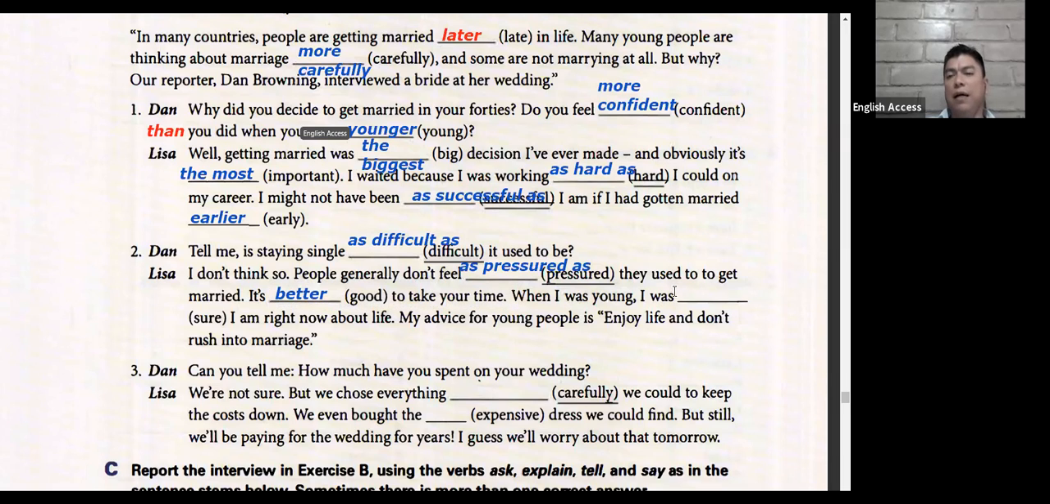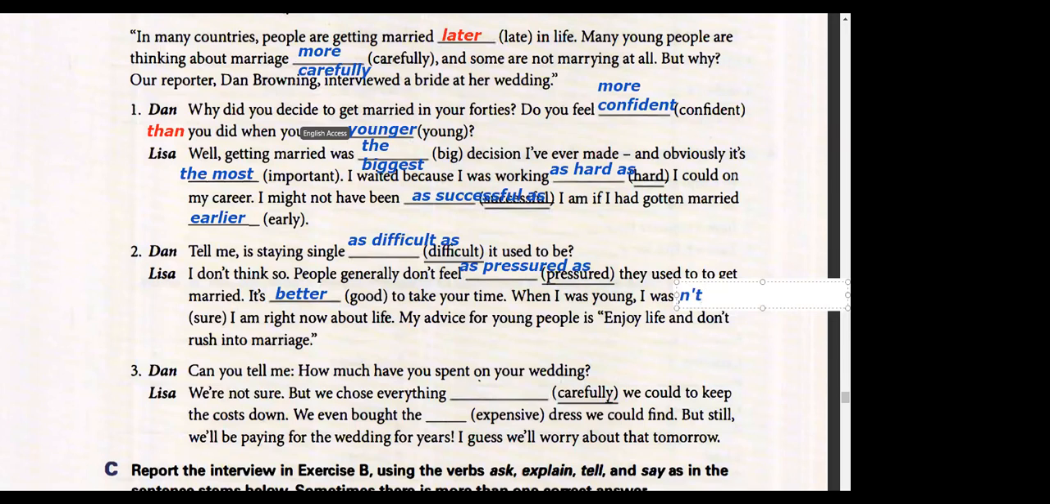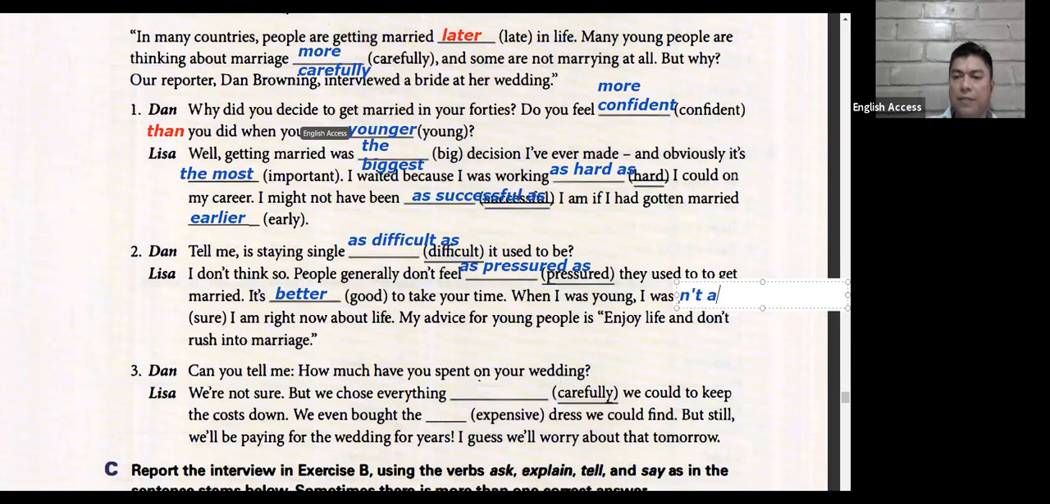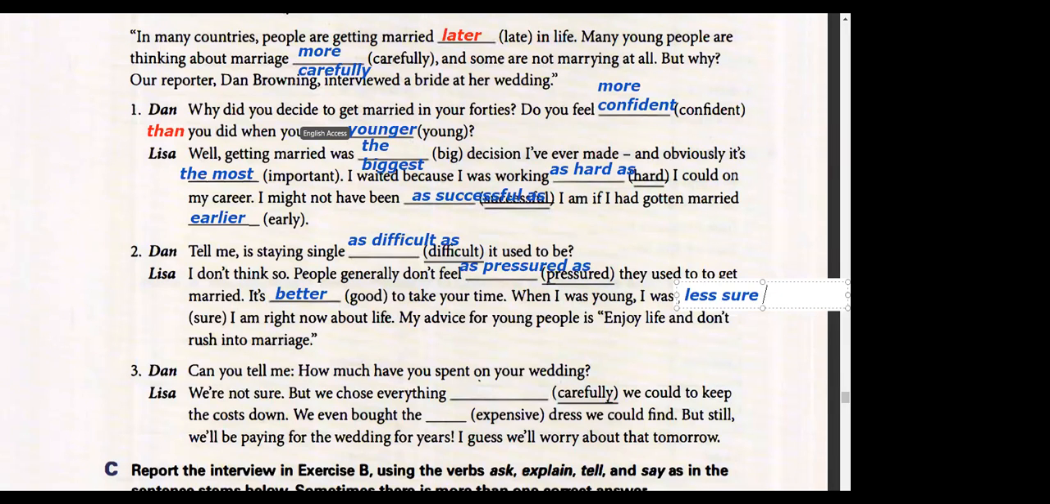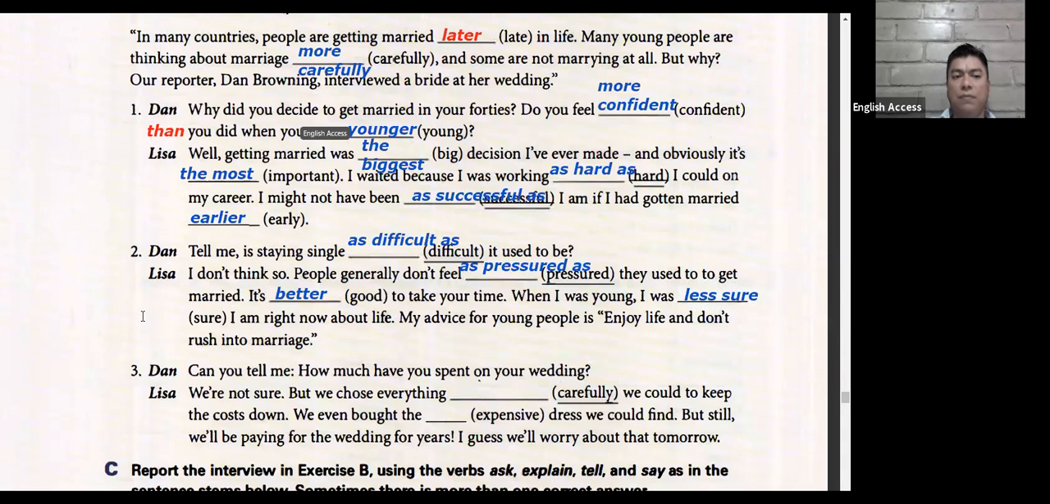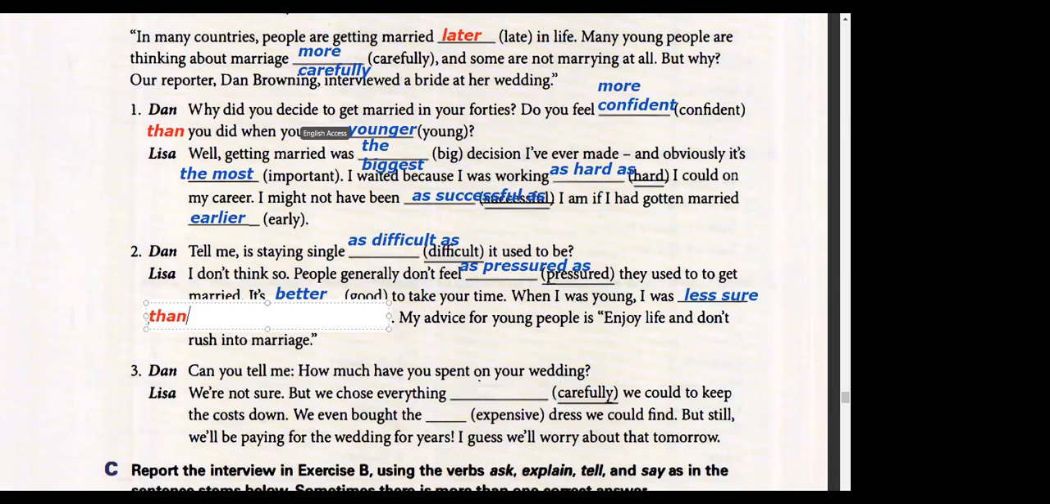When I was young, I was less sure. Oh yeah, that's better. Let's continue. Mm, less sure. And then the number three. Oh, you're missing one little thing. I was less sure than.